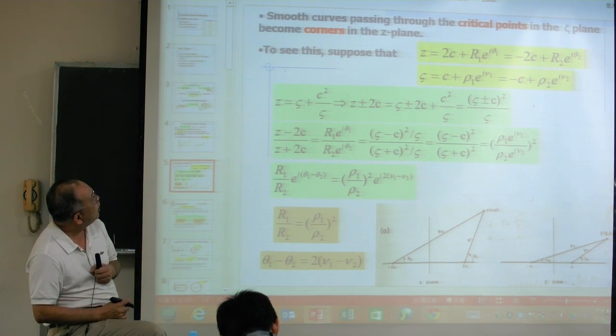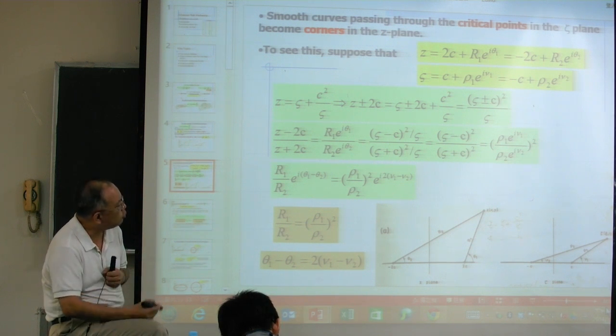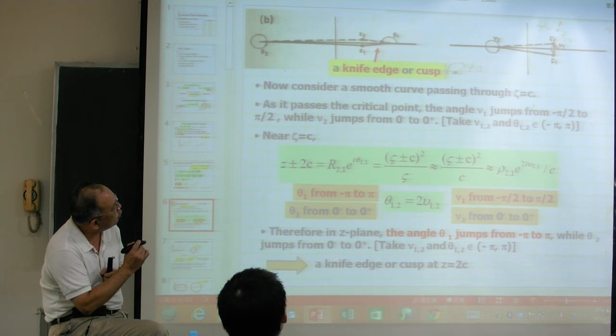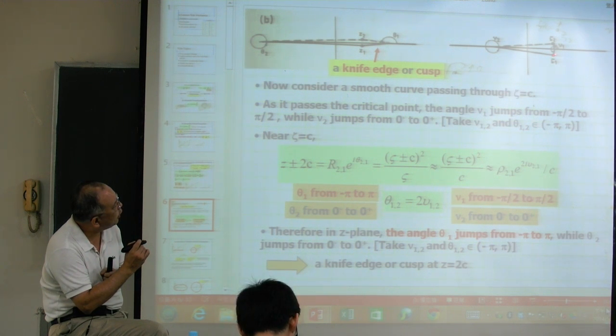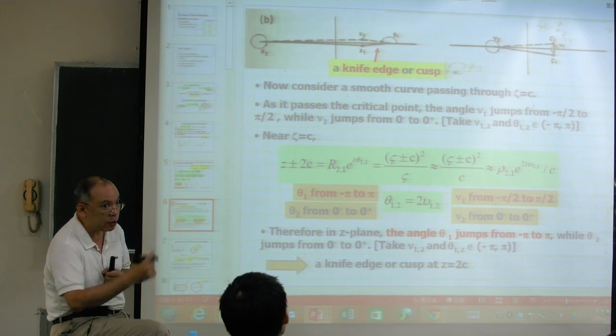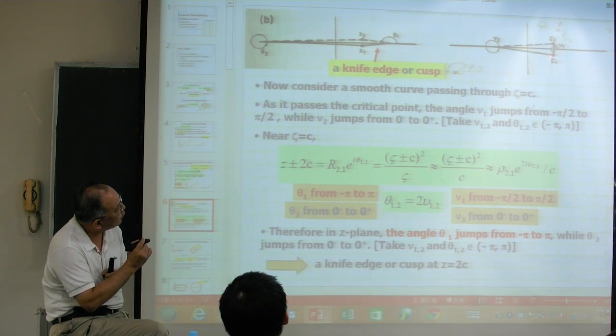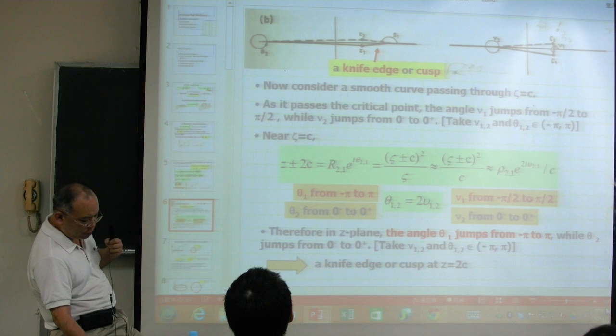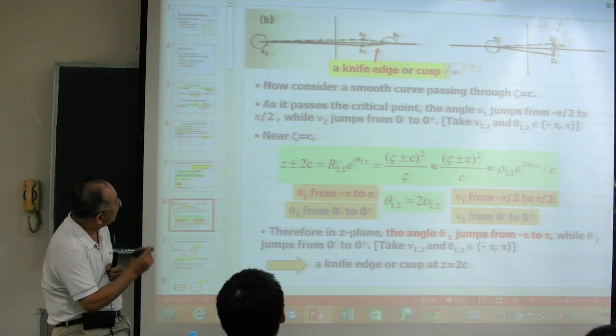And let's take a close look when I have a curve across our so-called critical point here. This is the critical point in zeta plane. This is zeta equal to c here. So I have the curve originally at this point, and then it will move very slowly, and then across our critical point and move upward, and we will see what happens when I have this small curve here. And this small curve, as you can see, is passing through the critical point.